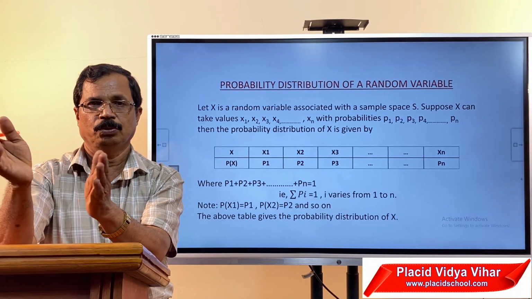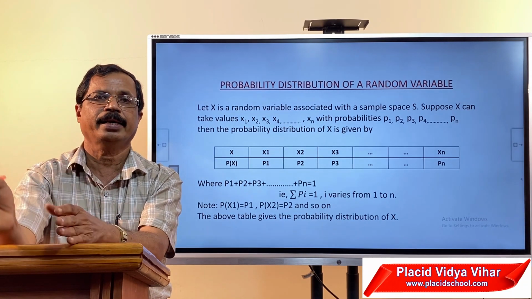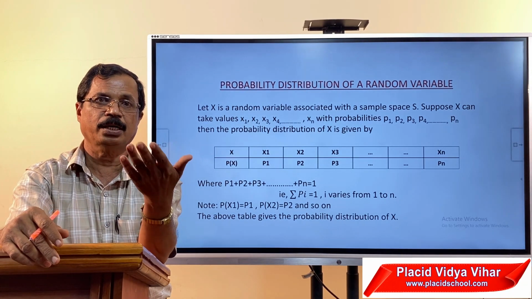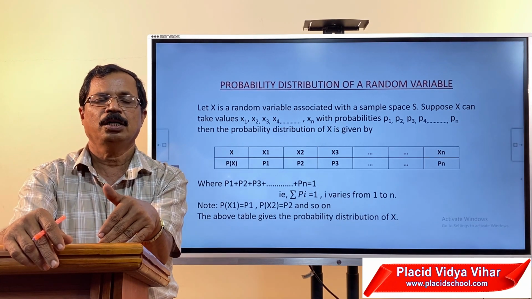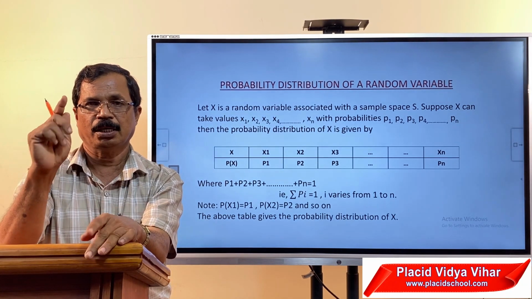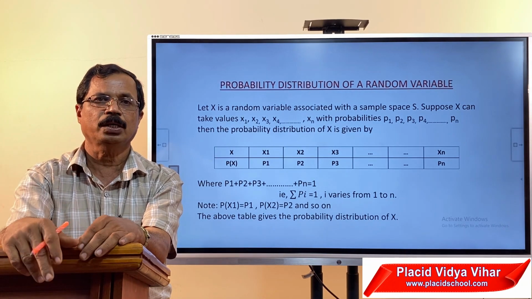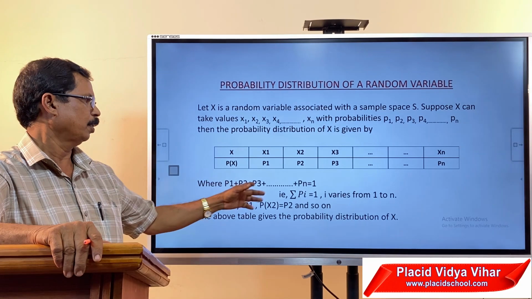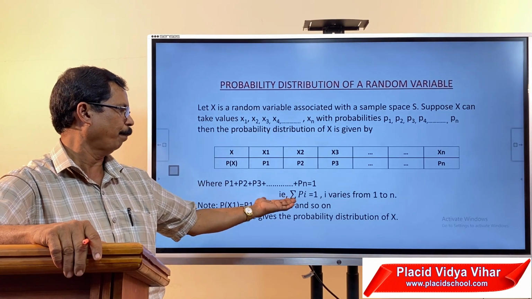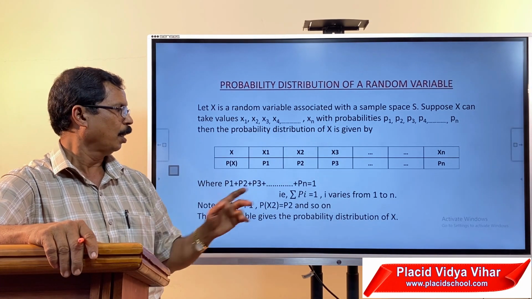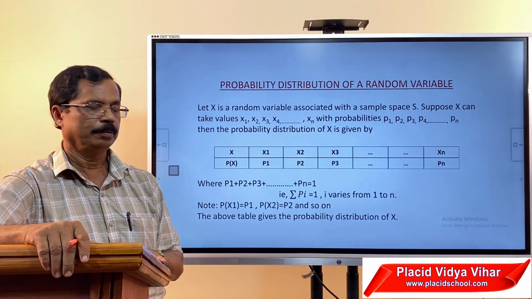And if it is 2, how many 2-heads cases are there? There are 3. So you can write 3 by 8. And if 1 head, there are 3, so you can write it as 3 by 8. So the total probability is 1. Here also you have to remember that. Otherwise you can write sigma pi is equal to 1, and i varies from 1 to n.